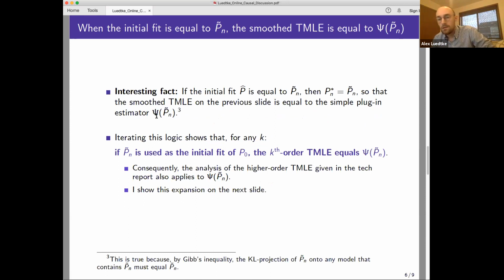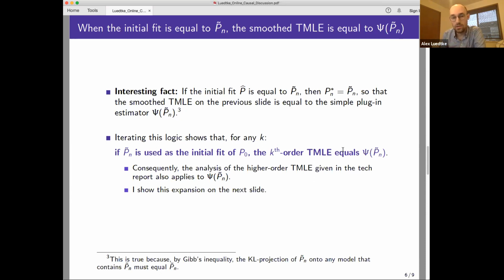Okay. It turns out if you iterate this logic, you can see that, in fact, the kth order TMLE, if you use Pn tilde as your initial, is still just going to return Pn tilde. No matter how large you make k, no matter how many iterative steps you take in this procedure, you're always just going to return psi of Pn tilde. So in some sense, this shows how critical a role Pn tilde plays here. At least if the initial is Pn tilde, you really need that psi of Pn tilde is a good estimator.